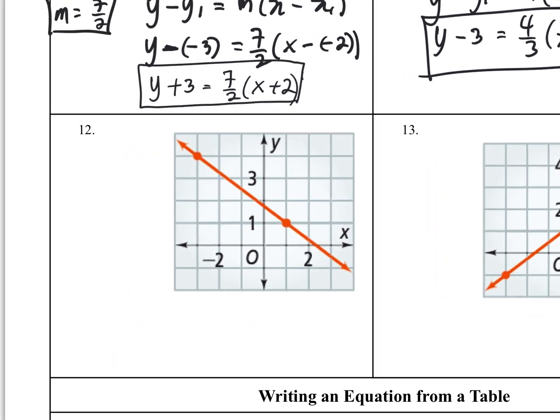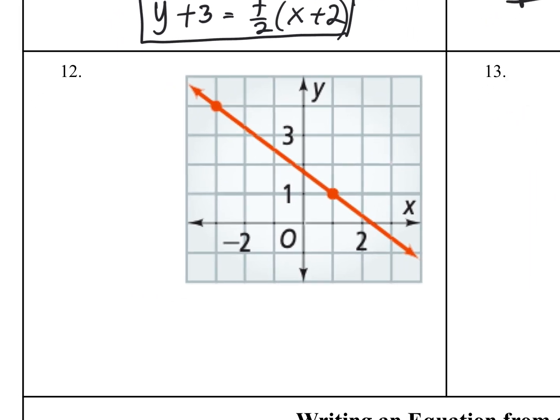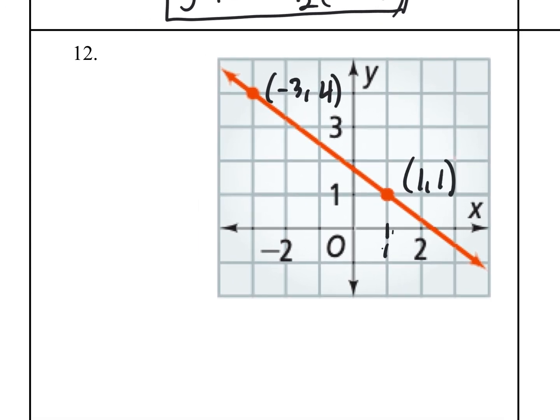Okay, let's go for another one. Okay, let's look at the points in here. This is negative 3, and this is going to be 2, 4. This is going to be located at 4. The other one is at 1. This is going to be 1 and 1. Okay, so the line is going down, so it means to say that the slope is negative.